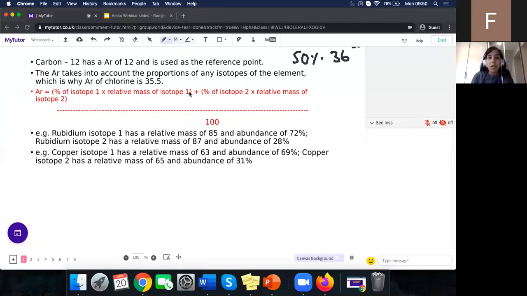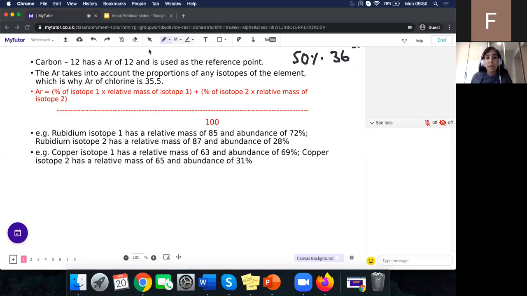Okay, so let's go on to rubidium then. So we've got rubidium, it's got one isotope that has a relative mass of 85 and an abundance of 72.7. Someone's asking, do elements always have the same number of protons? Yes, the number of protons don't tend to change. And remember, they're always equal to the number of electrons unless the atom is charged.